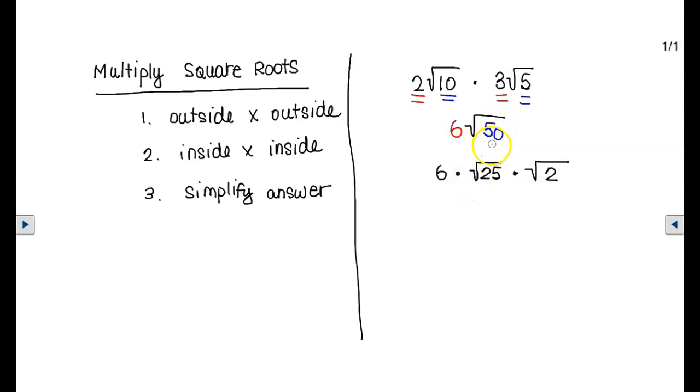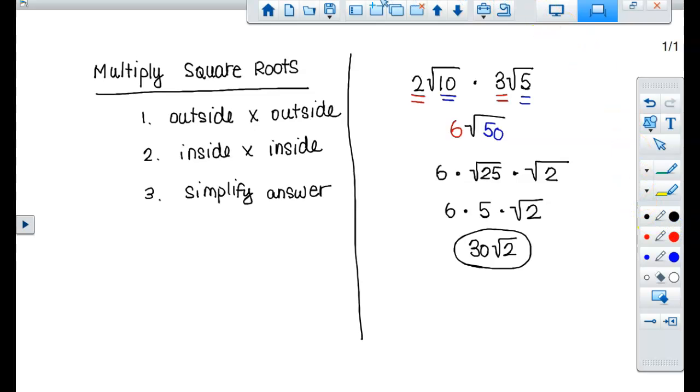We break down our square root into 2 square roots. One of those numbers that we use has to be a perfect square. All right, so now to finish this off, we know that the square root of 25 is 5. So we can do that to simplify. And then, of course, we can multiply 6 times 5 and get 30. So 30 square roots of 2 would be our final answer. So outside times outside, inside times inside, and then we simplify that final answer.